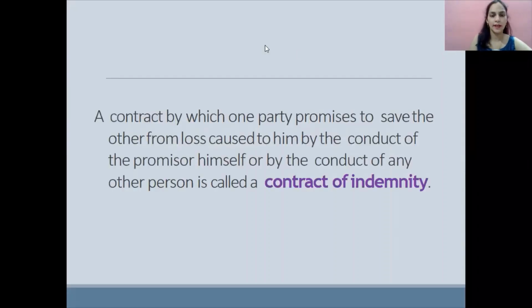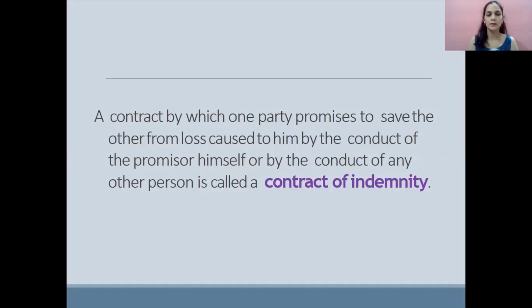A contract by which one party promises to save the other from loss caused to him by the conduct of the promiser himself or by the conduct of any other person is called a contract of indemnity. Basically, there are two parties under this contract. One is the person who is promising to make good the loss of the other, and the other party is the one whose loss is so made good.